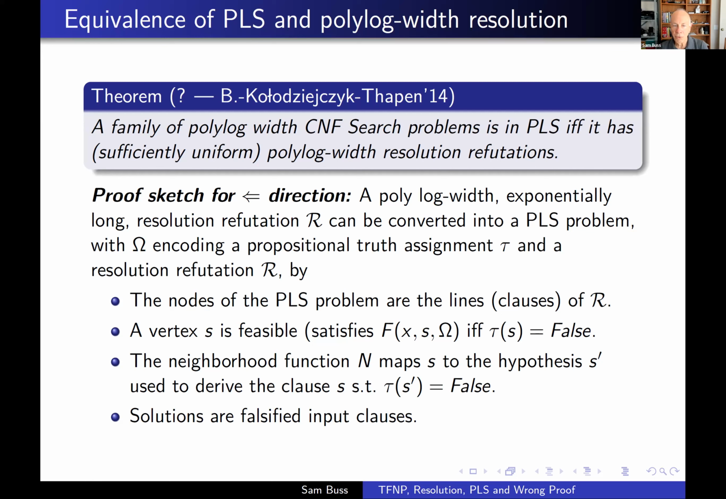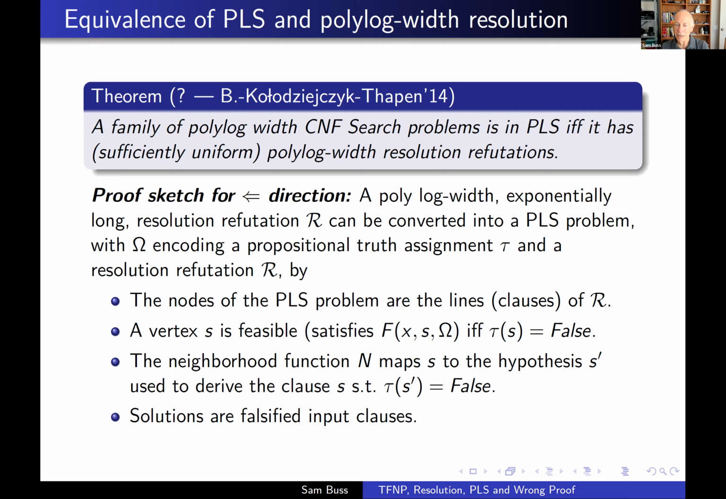So the reverse direction is we start with a CNF search problem with a polylog-width refutation R. We convert it into a PLS problem by letting the nodes of the PLS problem be the clauses in the refutation. We'll say that a vertex S is feasible if it's falsified by the input truth assignment, which is encoded in omega. And that's checkable in polynomial time because the clauses are polylog-width.